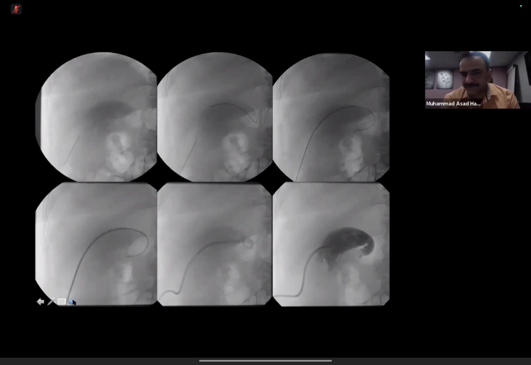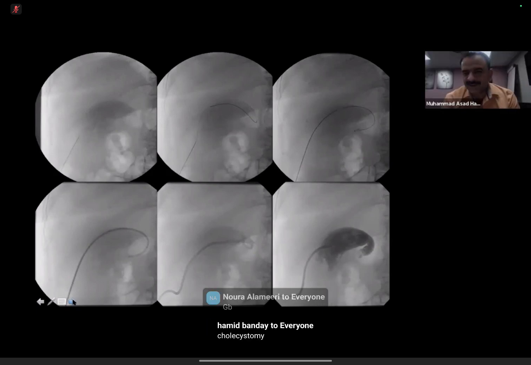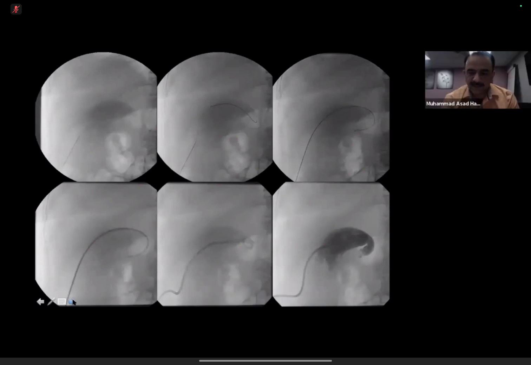What could it be? Right side of the abdomen, below the ribs, hollow viscus. Bowel, it can't be bowel. Gallbladder? Good. It could be either a gallbladder or a right kidney, isn't it? Yeah. Okay. So this is the catheter within the gallbladder.